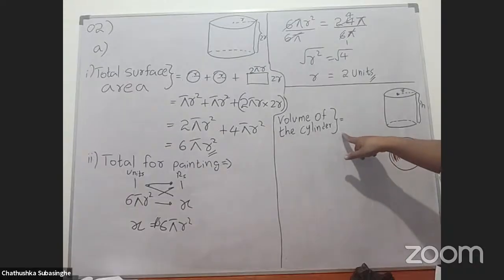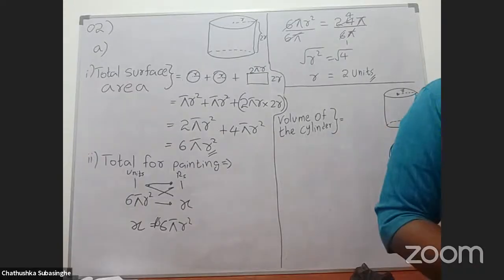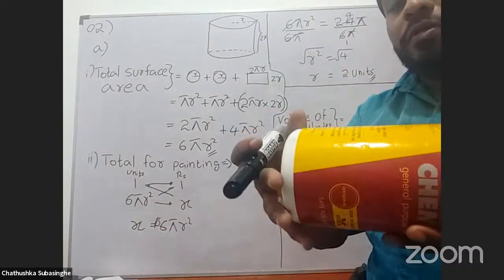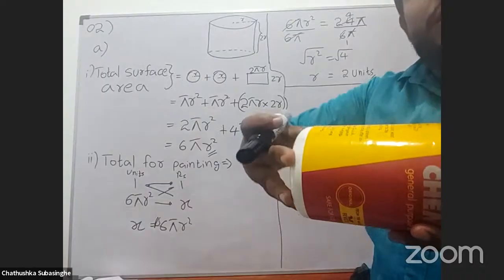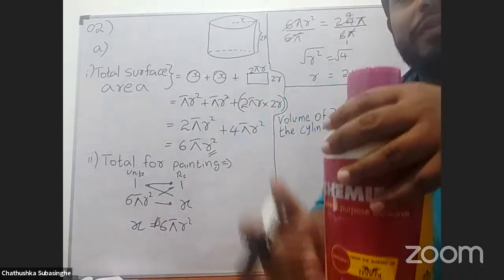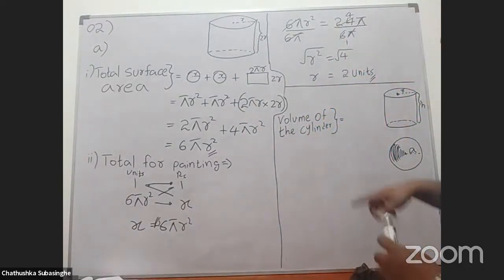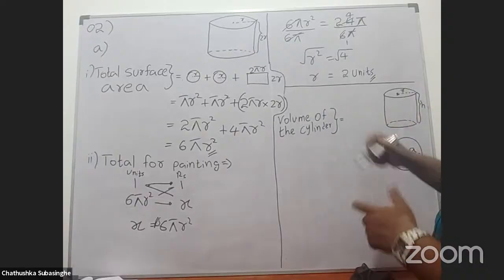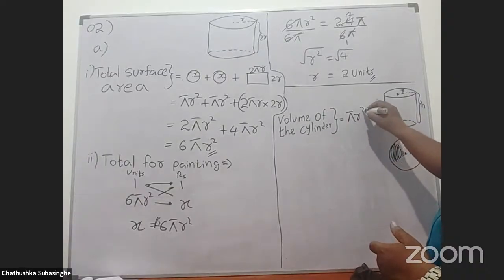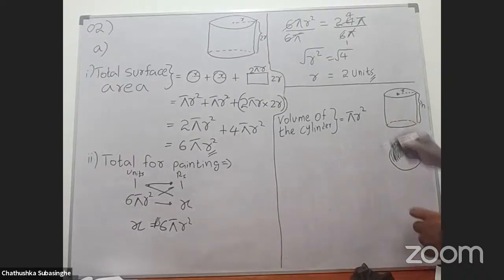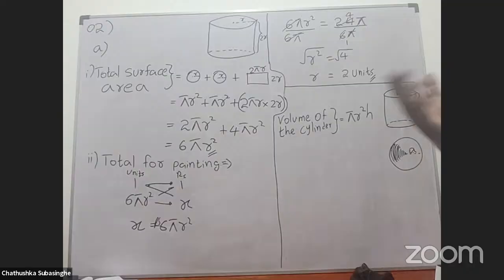So volume of the cylinder, how do we find? Cross-section area and height, right? So what I'm going to do is, I get the cross-section area first and multiply it with the height of this. The cross-section area is pi r squared in here. That's the cross-section area. It's a circle. And then I'm going to multiply it by height. So it is pi r squared h. Very simple.